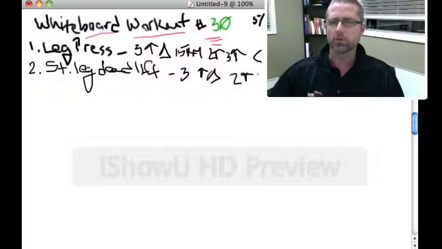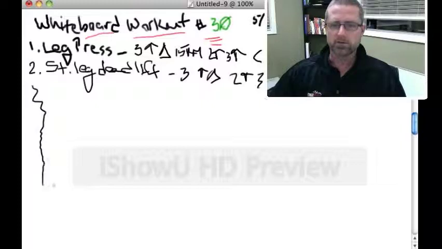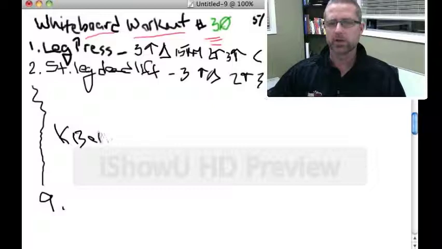So for set two, we're increasing the weight. Set three, we're increasing the weight, and we're still starting at that 15 RM value. And then there are nine moves here. All the rest of them are kettlebell moves.